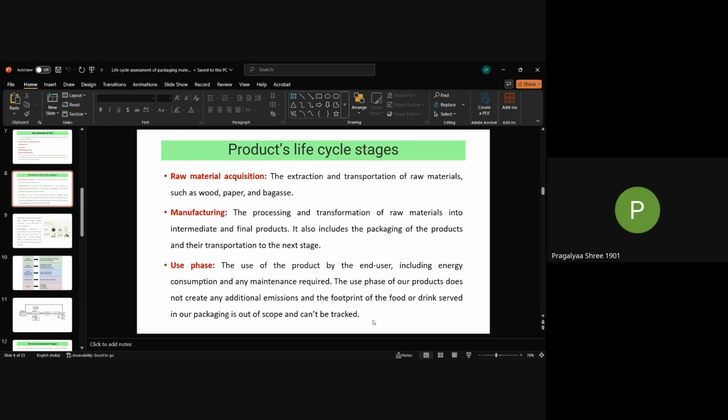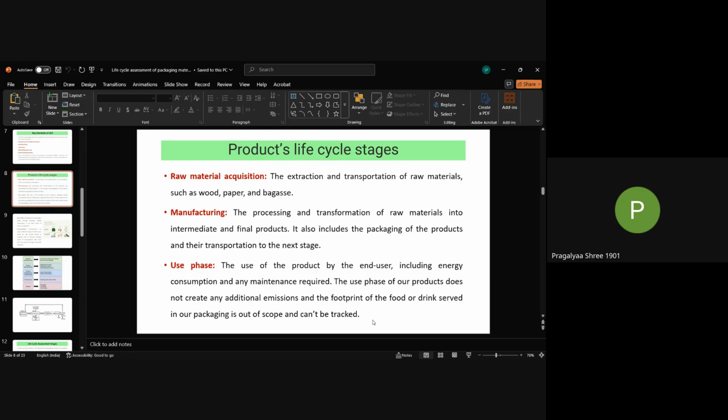The next one is the use phase, the use of the product by the end user. After packing some food substances or any other material into this, it goes to the consumer, where it is used. The use of the product by the end user includes energy consumption and any maintenance required that you have to consider. For example, when you are packaging fresh produce like meat, fish, cheese, or other food materials, it needs some refrigerated support also. So their energy consumption also comes into play.